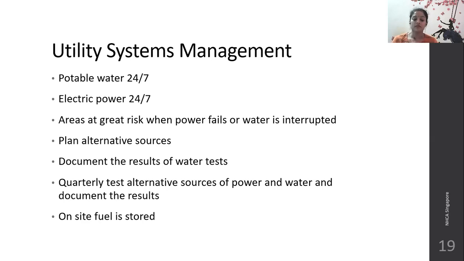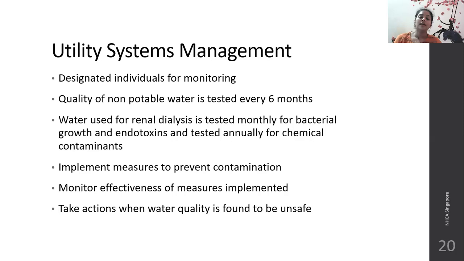Document the results of water tests from all the purifiers and all the sources of water at least once a month. Culture swabs should be sent and the test results should be reported. Quarterly test alternative sources of power and water, and document the result. If you have alternative sources of power and water, a quarterly test is enough. Monthly test is not necessary. On-site fuel is stored if at all there is a power cut. Designated individuals are allotted particular water areas and power areas for monitoring.